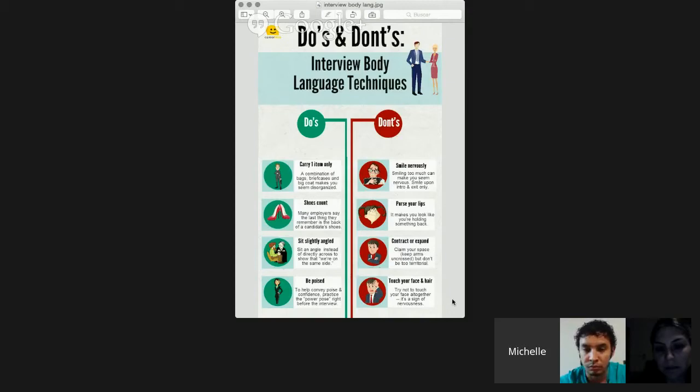And then some don'ts, right? These are signs of being nervous, like smiling nervously, touching your face and hair a lot, contracting and expanding. Just make sure you're confident. Make sure you know what you're going to say. A lot of these can be easily avoided by practicing, right? You don't come off as rude, and you're not fidgeting. You're not answering the questions and constantly touching things. Make sure that you're calm and confident, you know what you're going to say, and everything's going to be okay.